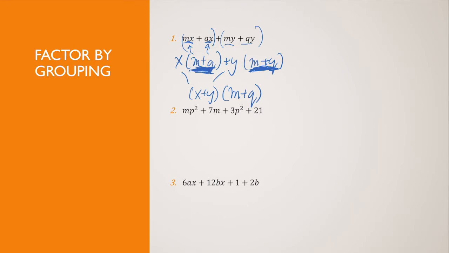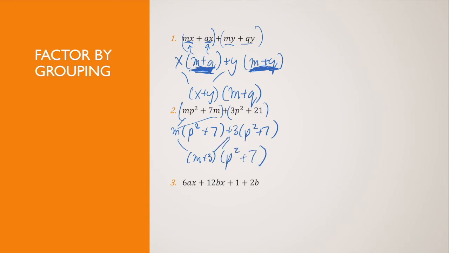For this next example, I have mp squared plus 7m plus 3p squared plus 21. So let's put in our grouping symbols. The greatest common factor of mp squared and 7m is m. So that leaves me with m times p squared plus 7. Again, I just pulled out that m. The greatest common factor of 3p squared plus 21 is 3. That leaves me with p squared plus 7. So I've got m plus 3 times p squared plus 7. I collected the greatest common factors and what they have in common.